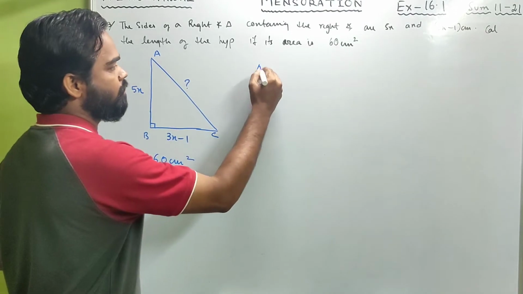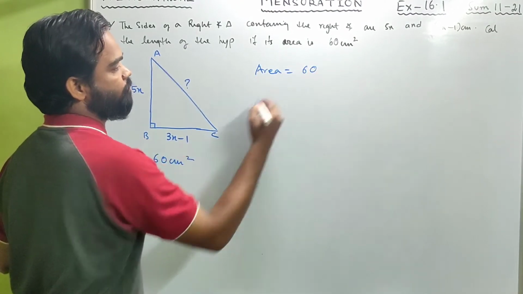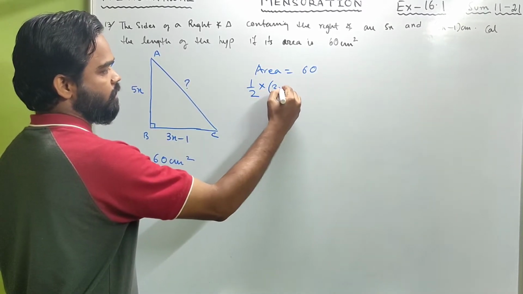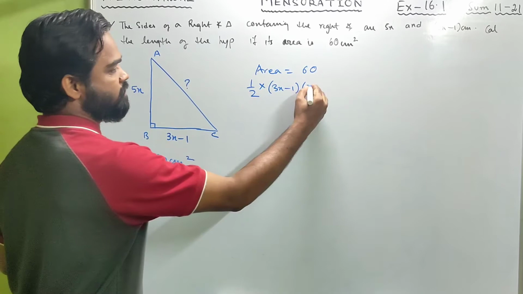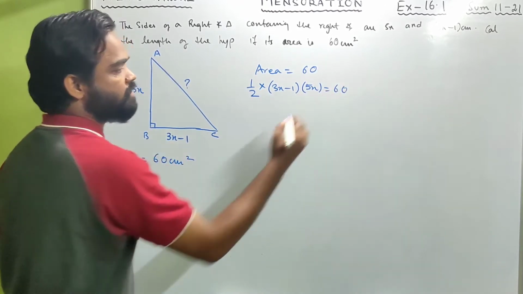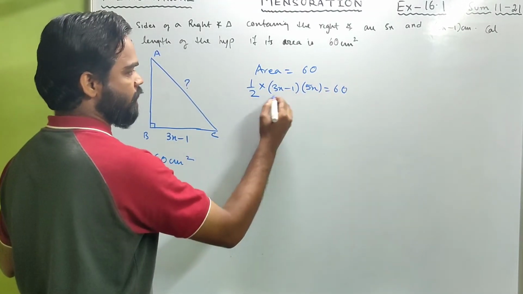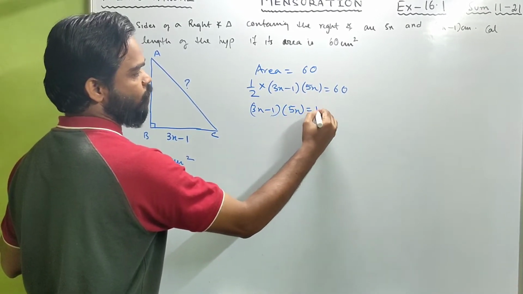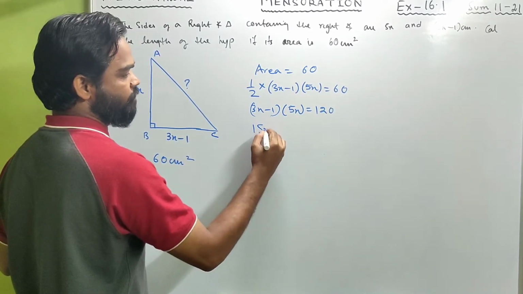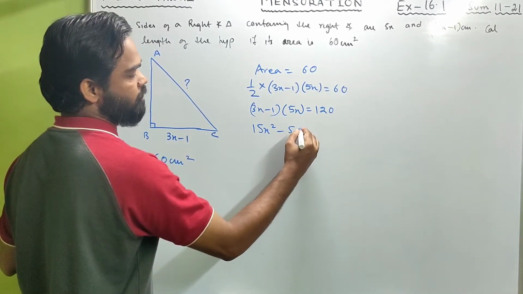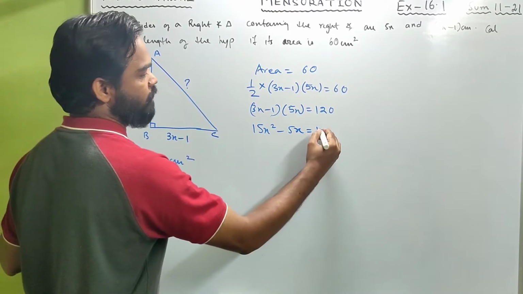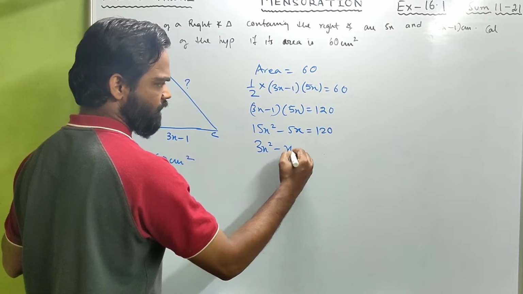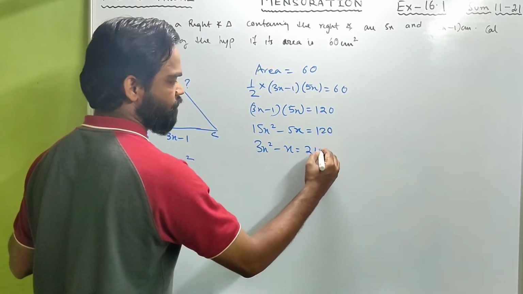Now the area is given as 60. Area is nothing but half into base multiplied by height, that's 5x. This is equal to 60. Solve it. So this becomes 3x minus 1 multiplied by 5x equals 120. Open the bracket. So 15x square minus 5x is equal to 120. Taking 5 common, that's 3x square minus x equals 24.